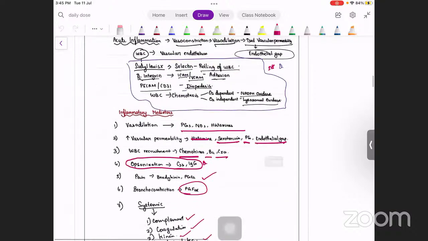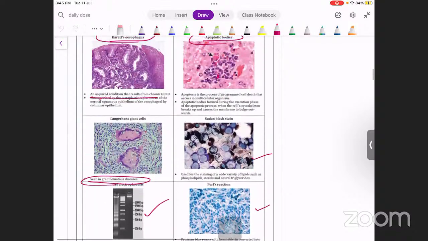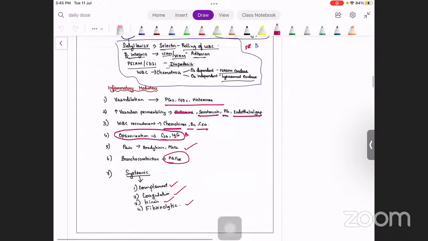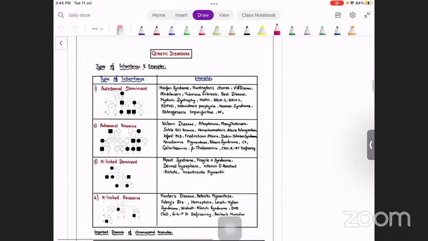So, this is all about inflammation, and this is all about cell injury, people. So now shall I move on to the genetic disorders?